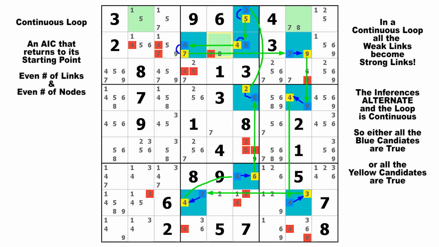So remember, either all the yellow ones are true and all the blue ones are false, or all the blue ones are true and all the yellow ones are false. So any same-digit candidate that can see both a blue one and a yellow one is going to be false, and that's why those weak links become effective strong links. So you should try to construct a continuous loop whenever you can, which I said is very rare, but they are probably the most beautiful technique of all.